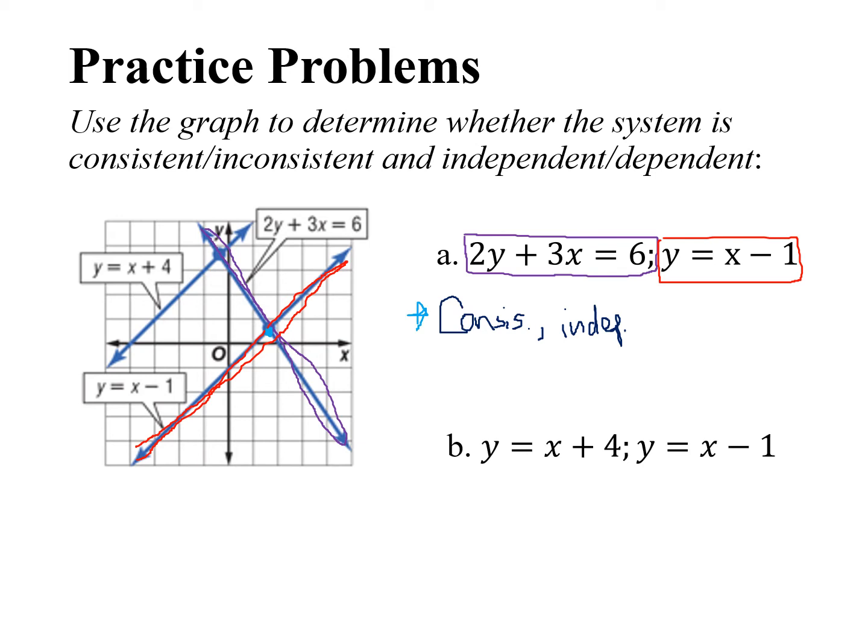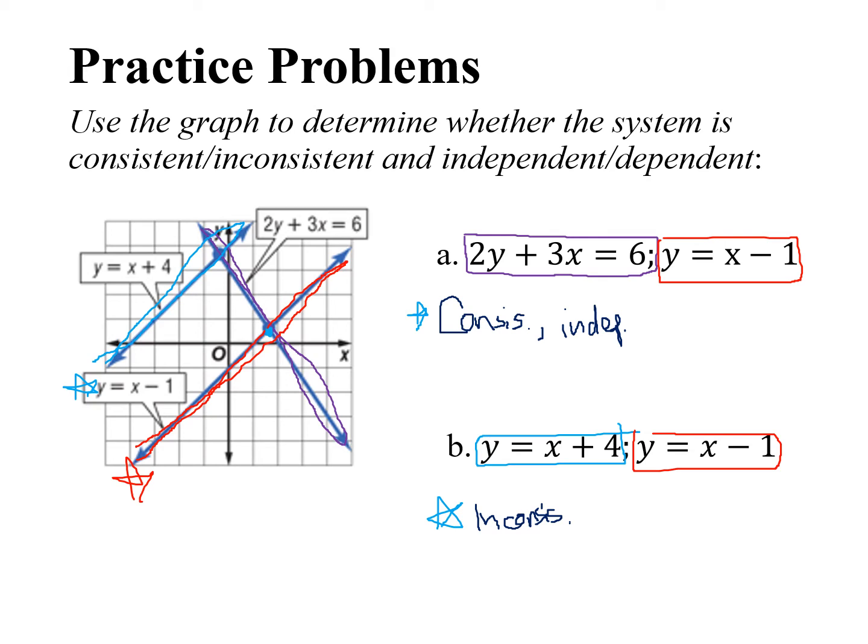On the next one, I have y equals x plus 4. Well, that's this line right here. And I'm still thinking about y equals x minus 1 that I traced over in red from the first problem. If I'm looking at these two lines here, I see that they are parallel. Parallel lines tell me that the system is inconsistent. There are no solutions. Because there are no solutions, I can't use any other terms to describe it. So independent, dependent doesn't matter. This system is inconsistent. There are no solutions.